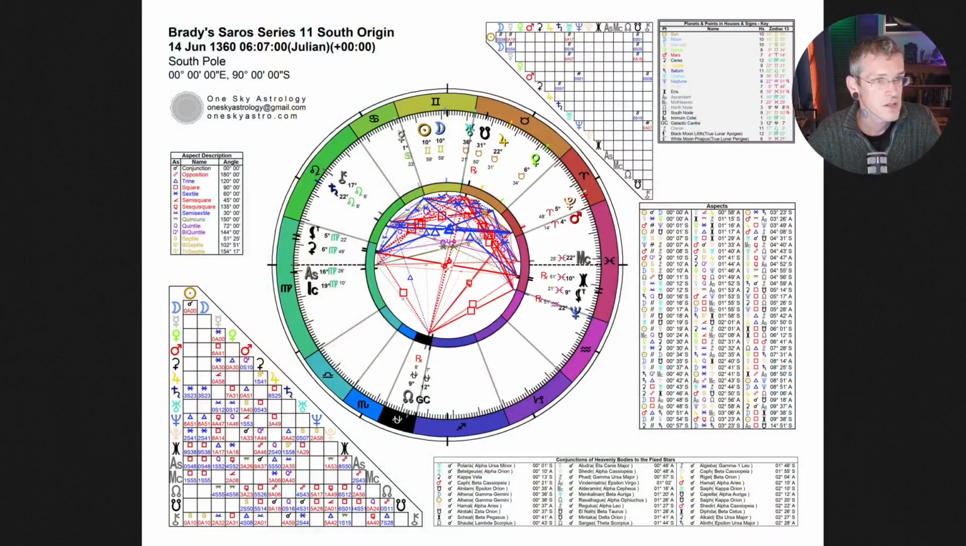And then, just to throw this out there, we can always cast these charts ourselves. Like here's 14th June, 1360, South Pole. To cast a chart at the South Pole, just zero out the west-east longitude and latitude, make it 90 south for the South Pole, 90 north for the North Pole. You'll see it's going to produce some pretty wonky effects. The midheaven is actually at the descendant. It's what happens at the poles. How systems decohere.